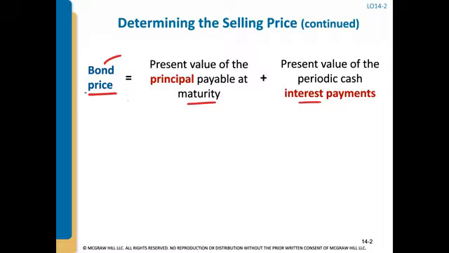And the bond price, the amount of money the company decides is the bond price, or to record the bond price, will be made up of two things. One is the present value of the principal payable at maturity, and two is the present value of all the interest payments that come along with that bond.